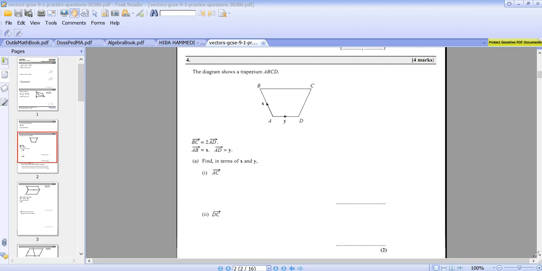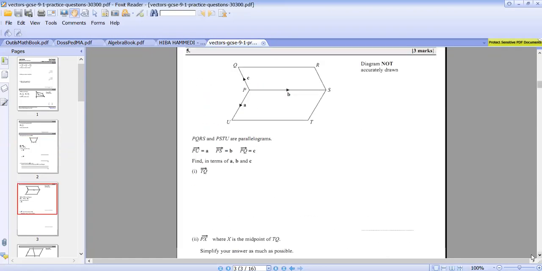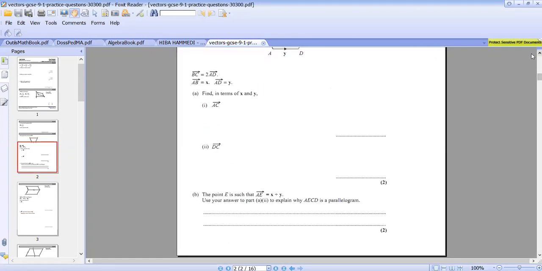Let me carry on with other questions. All right. Let's return a bit. The point E is such that AE is equal to X plus Y. Use your answer to part A to explain that AECD is a parallelogram.